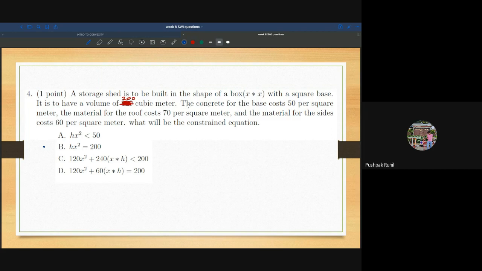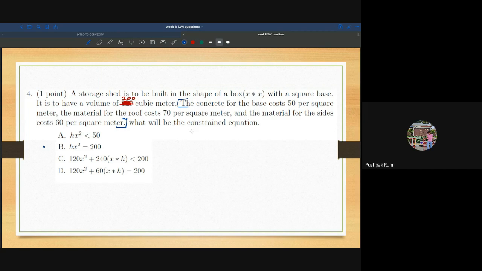Okay, now fine. The next thing is the concrete for the base costs 50 rupees per square meter. The material for the roof costs 70 per square meter, and the material for the sides cost 60 per square meter. What will be the constraint equation? So in this particular question, you can skip the part that I have highlighted with this blue marker, it would be used for some other task, but the constraint equation we can get just from the first part, which is the volume.